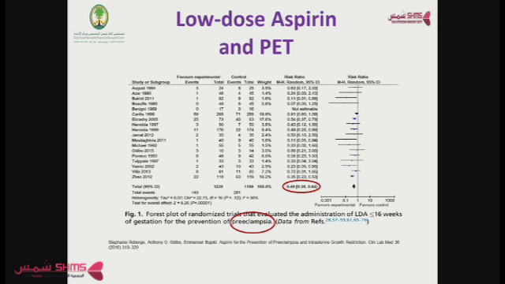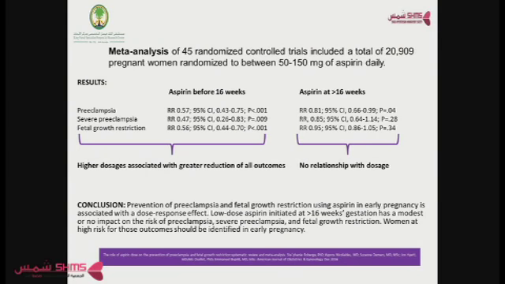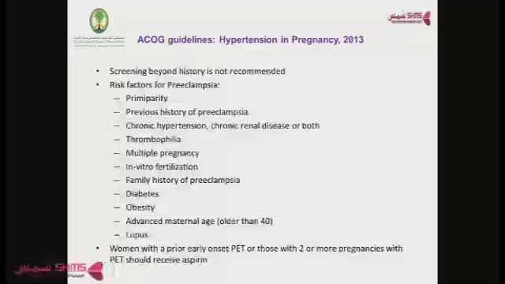Aspirin is a very, very important medication. It has definitely been proven to have an effect in reducing the risk of preeclampsia, and it is more effective if used before 16 weeks of gestation. This is recent data, and it's very important data. So if you see patients who are at increased risk, who have risk factors for preeclampsia, please advise them to start aspirin early in pregnancy, before 16 weeks of gestation.